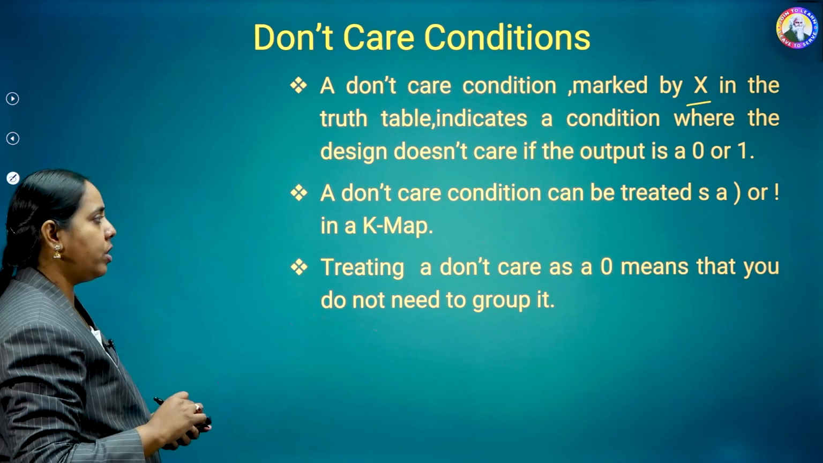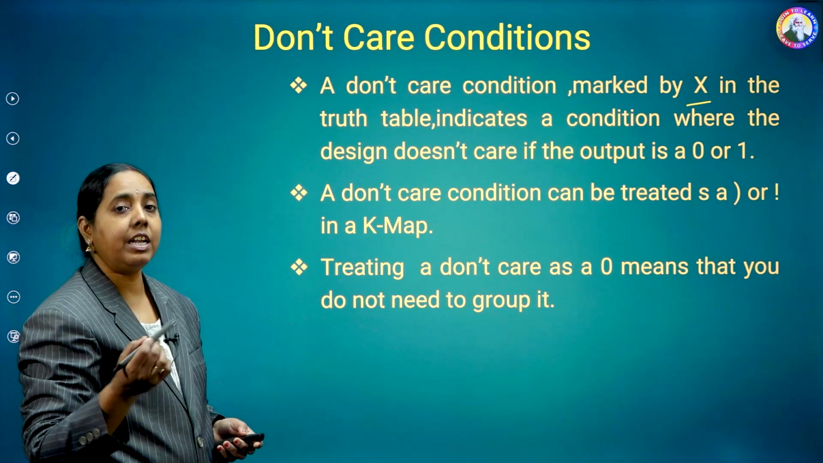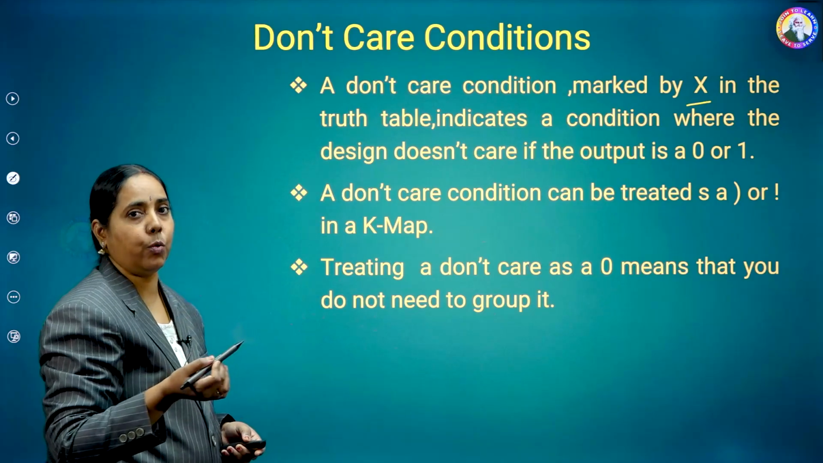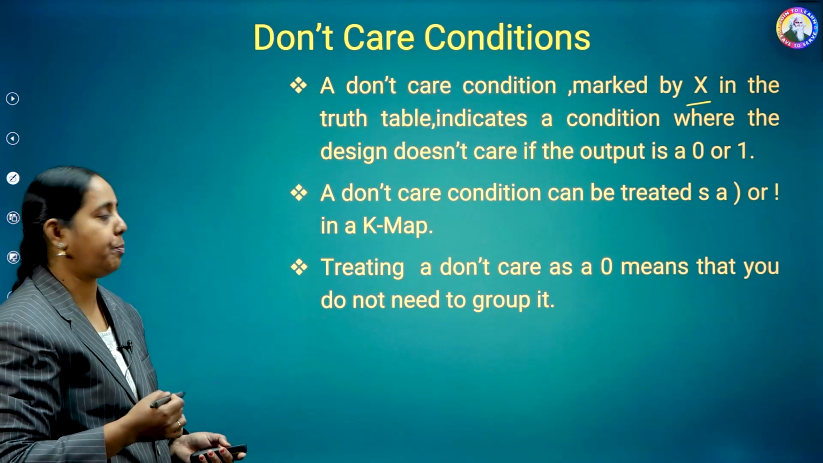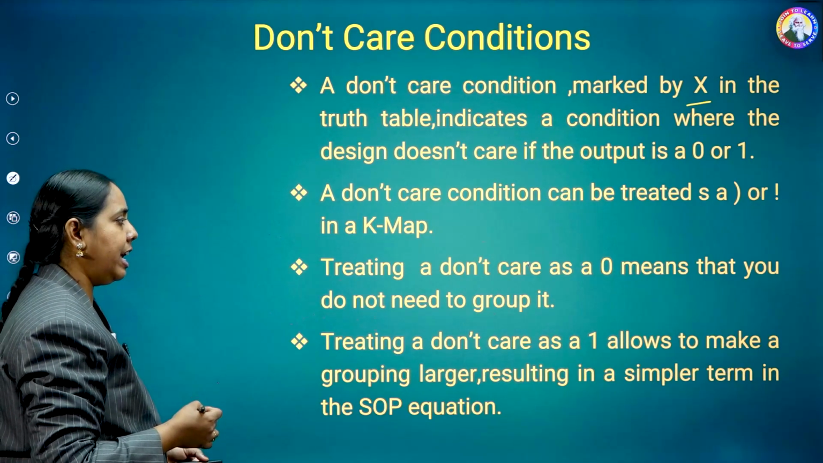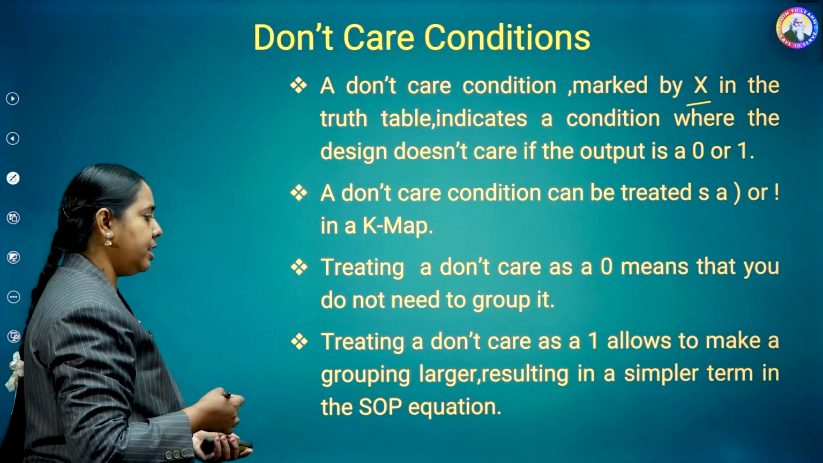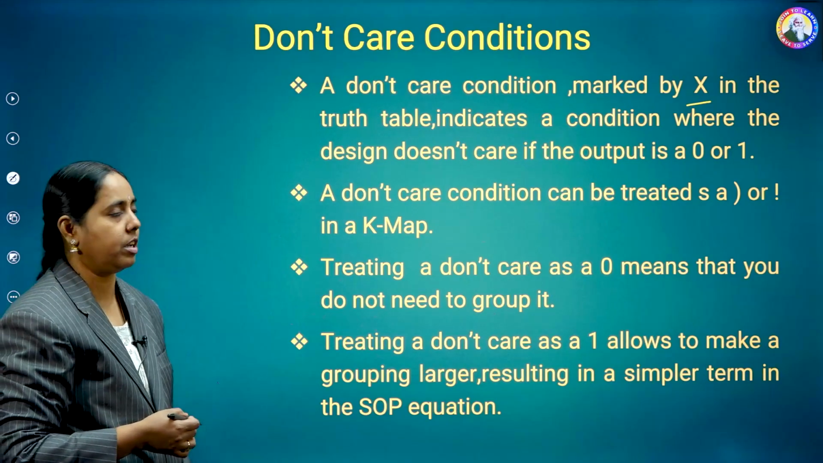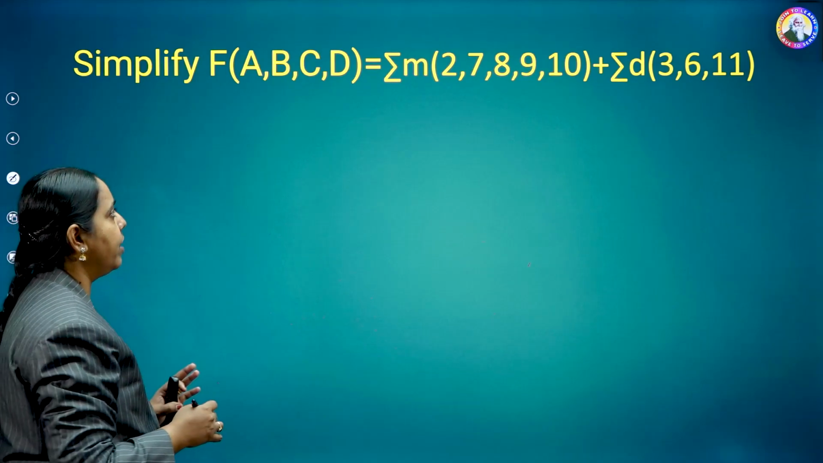Next, treating a don't care as 0 means that you do not need to group it. If I consider don't care as 0, then I should not consider it for grouping. Treating a don't care as 1 allows you to make a grouping larger, resulting in a simpler term in a SOP equation. I'll give an example for your clear understanding.